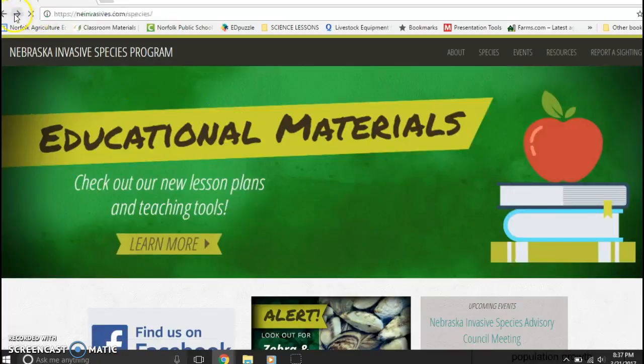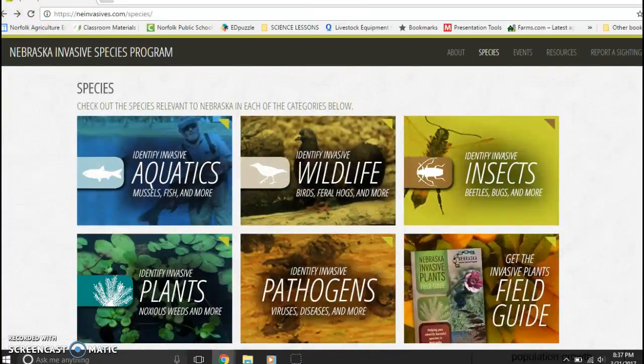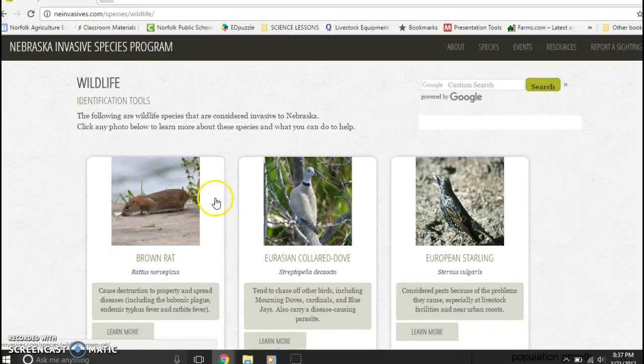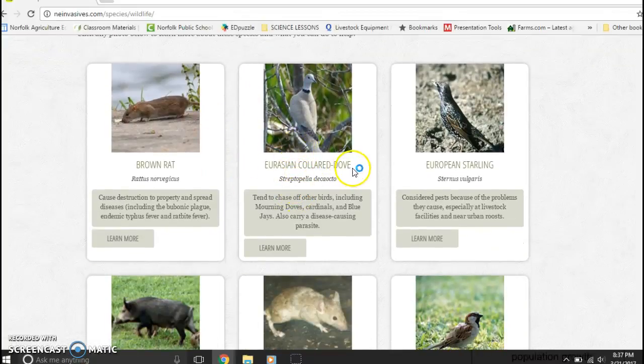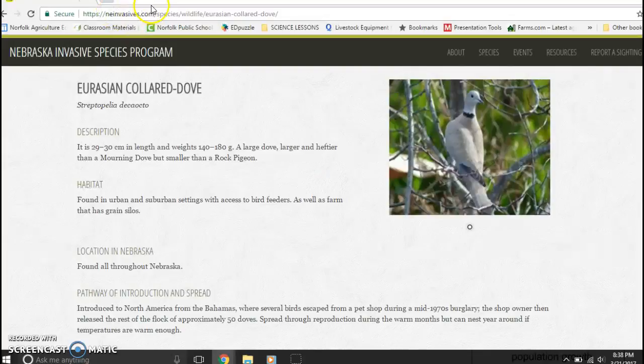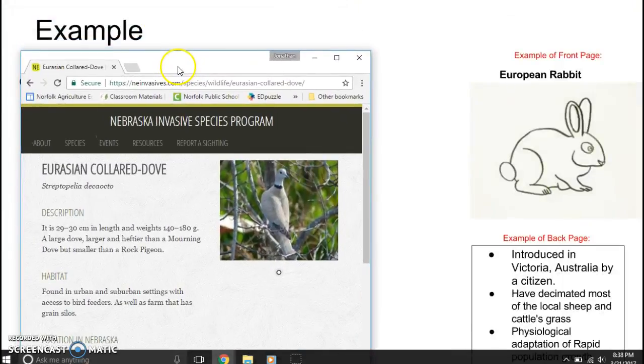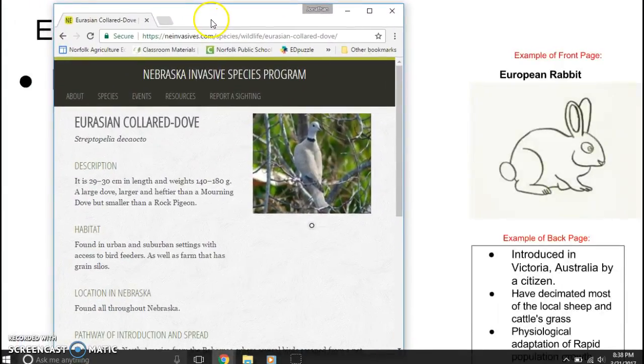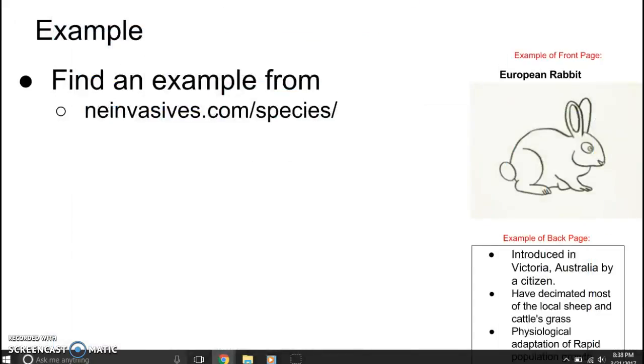Those reports are made by taking information from, say, here's your Eurasian collared dove. You can take the information off here with the learn more about it. Pretty much the research is done for you. You just have to be able to listen to directions and pay long enough attention to understand how to get that information onto the assignment that you're going to be graded on.